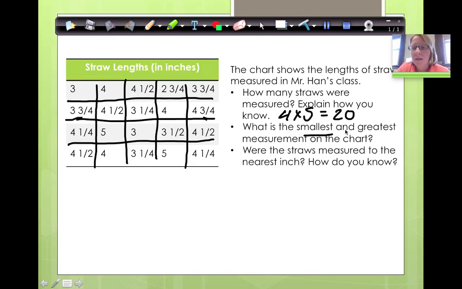What is the smallest and the greatest measurement on the chart? Okay, so let's look for the smallest measurement. These all have 3s and 4s, so 3 is so far the smallest. 5, no. Oh look, this one has a 2. See any other 2s? No. So then this would be our smallest. Now what's our greatest? Well, we know that 2 is our smallest. There's 3s, there's 4s. I see some 5s. This one is a 5. This one is a 5. Anything larger than 5? Nope. So 5 would be our greatest.